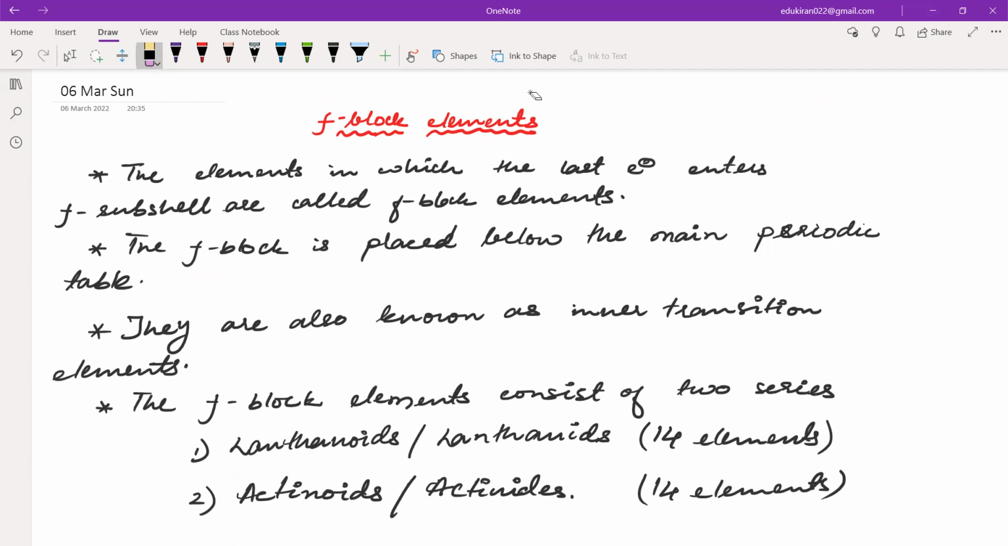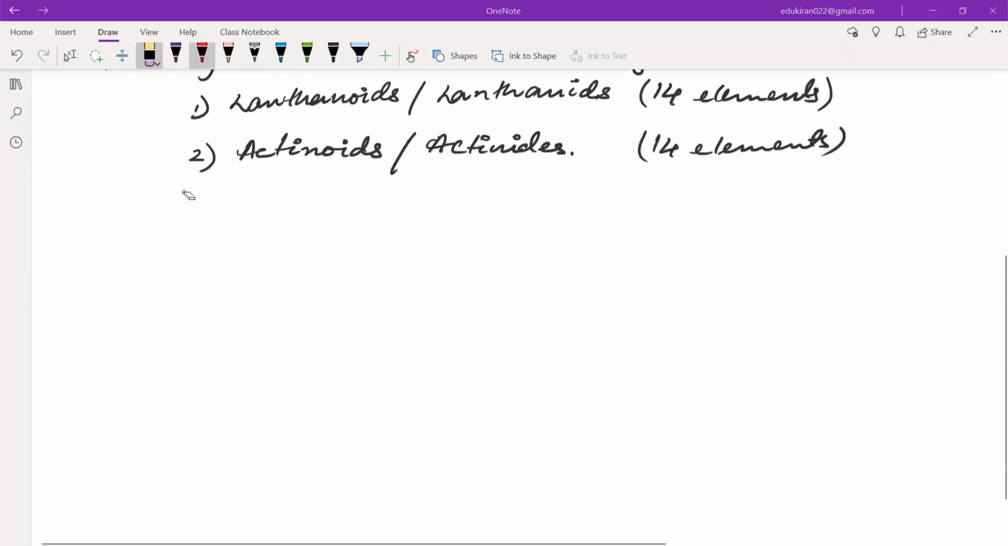Please let me know if you're done writing. Okay, Amalya is done. Okay, all of you are done. So the first of them is lanthanoids or lanthanides.